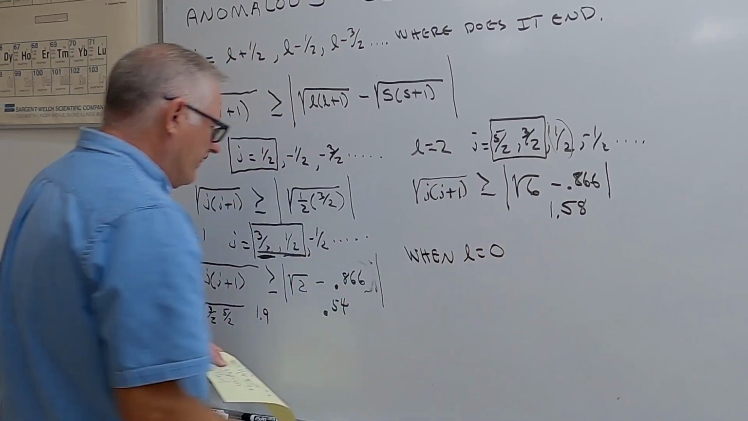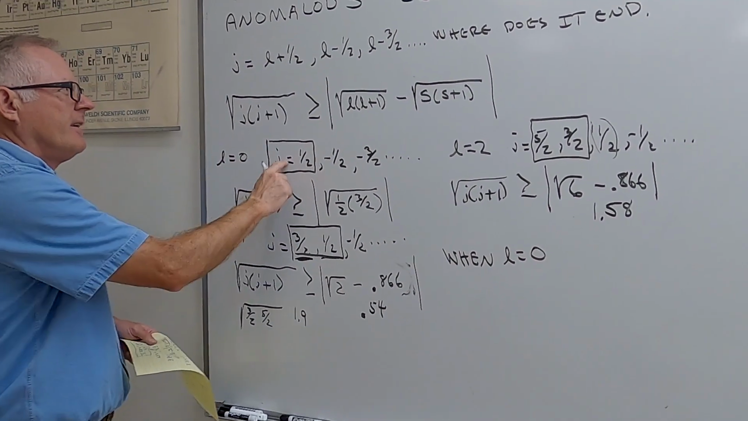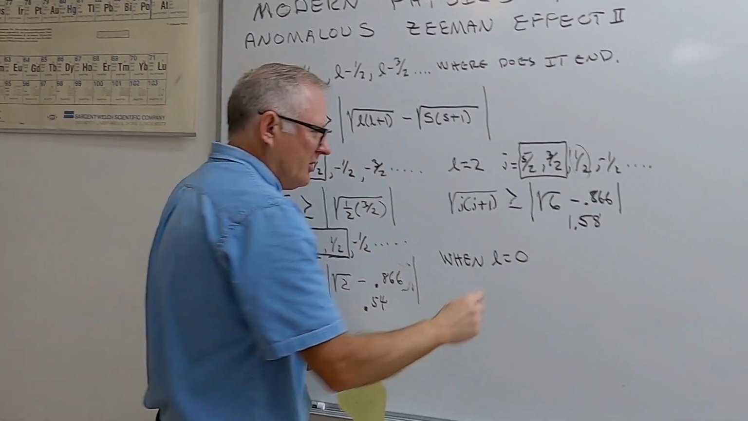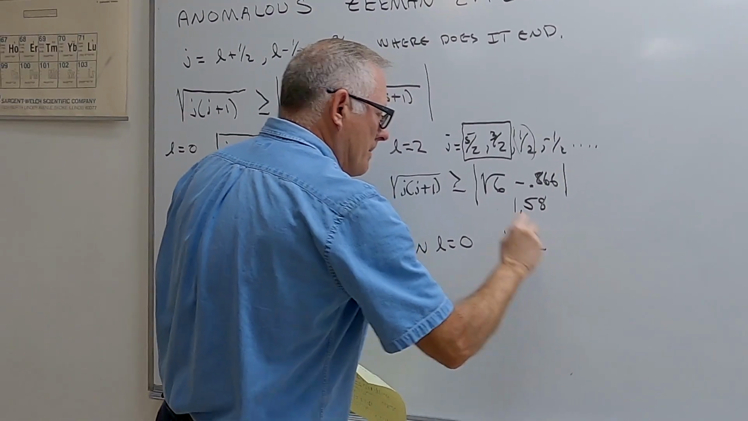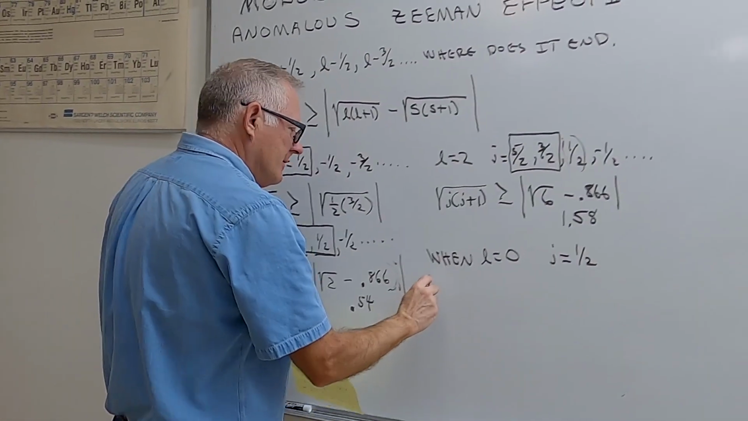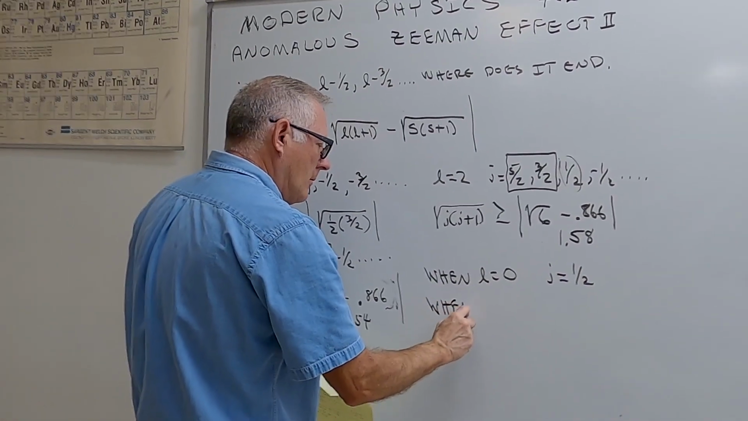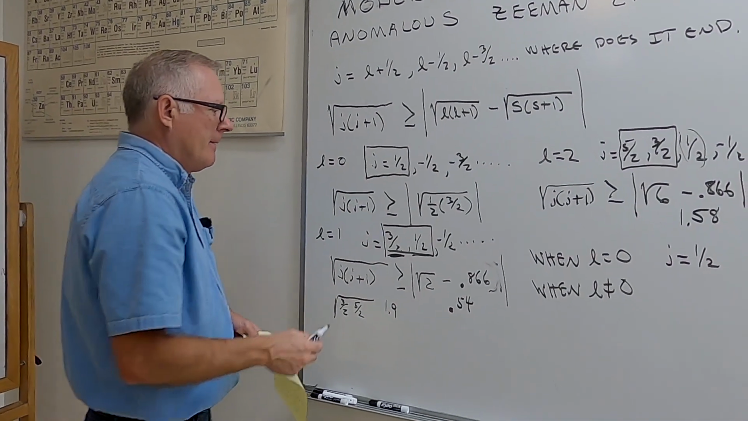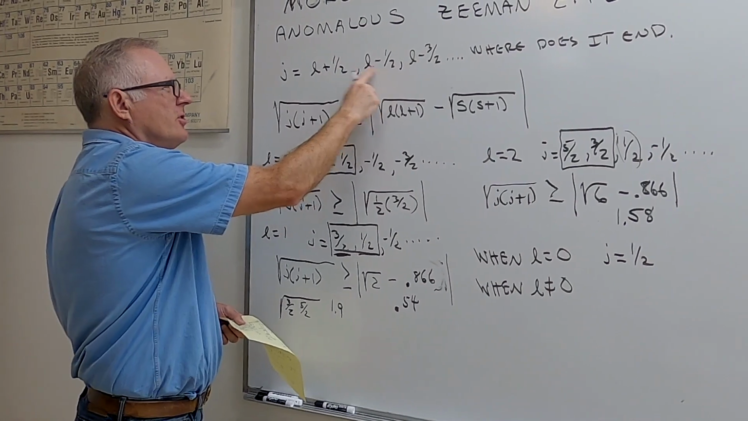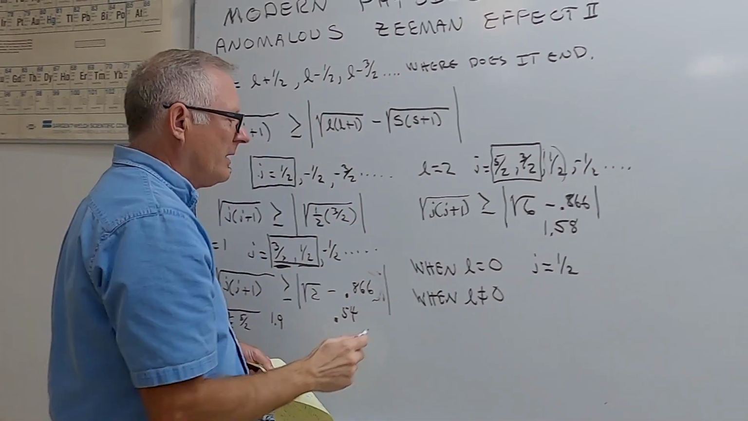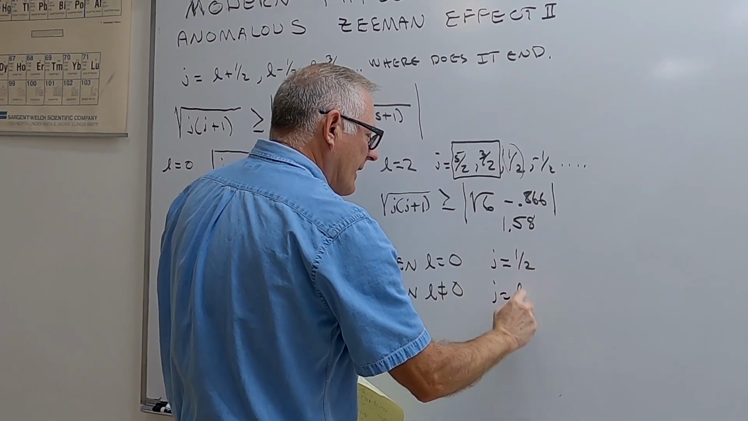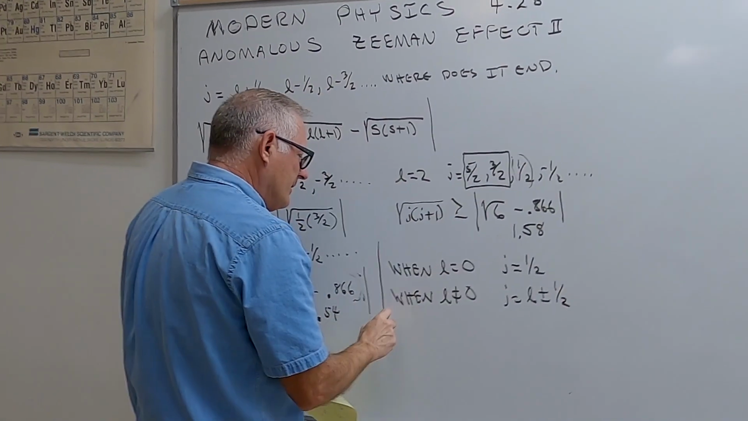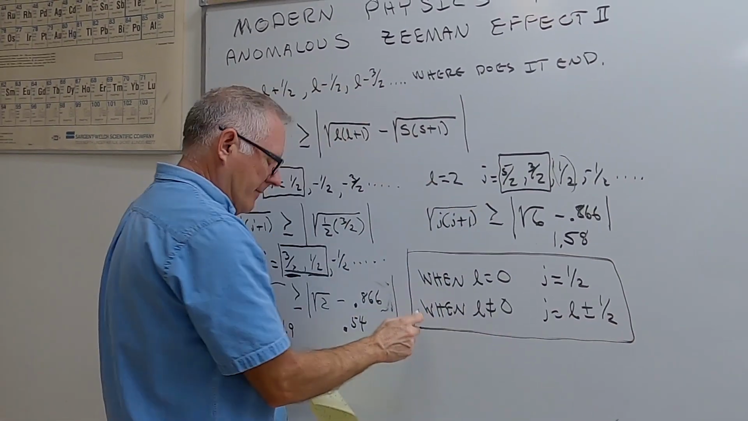when L equals 0, there's only one solution right here. That's just L plus 1/2, which means that if L is 0, J is only 1/2. When L is not equal to 0, for all the other cases right here, then it just looks like it's the first two terms. It's always the first two terms. It's L plus 1/2, J equals L plus or minus 1/2. So that's what J can be right here.